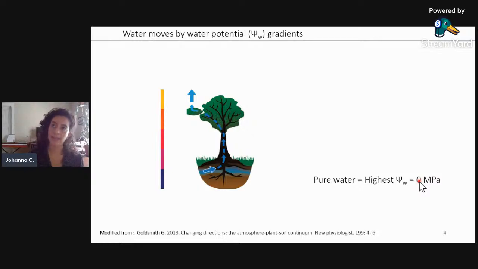So anything that can make the movement of water from one side to the other more difficult will make the water potential value lower than 0.